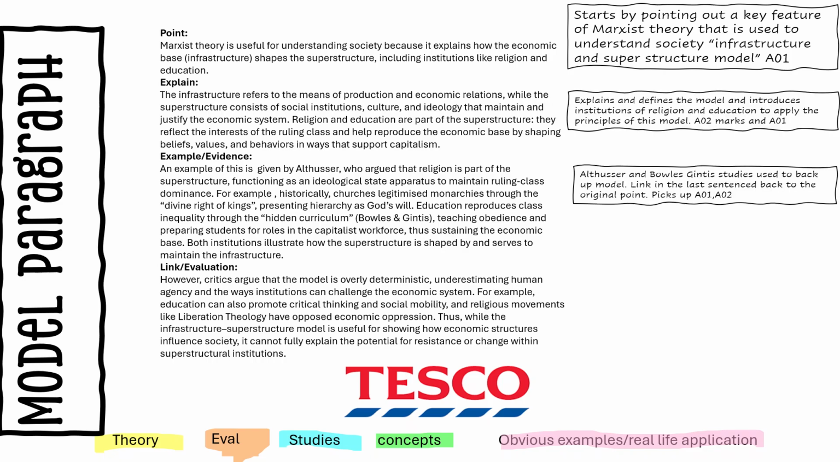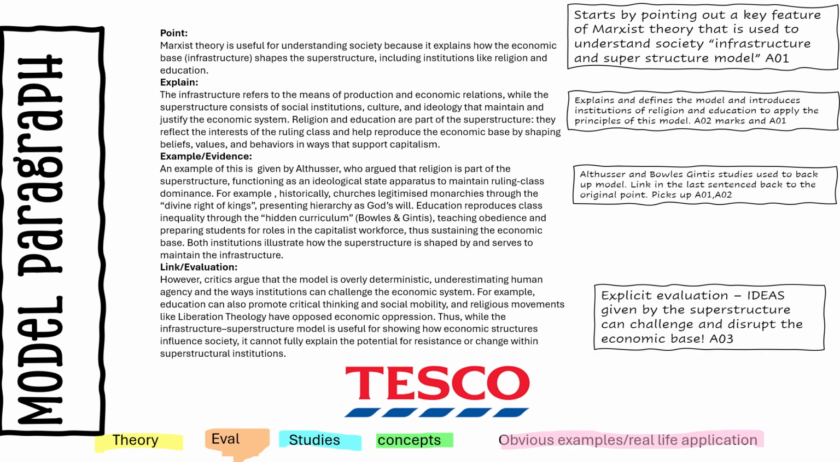So I've already highlighted the theory. I've already got the concept of base and infrastructure, superstructure, institutions, obvious examples of religion and education, all in that first part. If we look at the explanation then, I explain and define the model and introduce the institutions a bit more thoroughly and by principles of this model. So the infrastructure refers to the means of production and economic relations, while the superstructure consists of institutions like culture and ideology that maintain and justify the economic system.